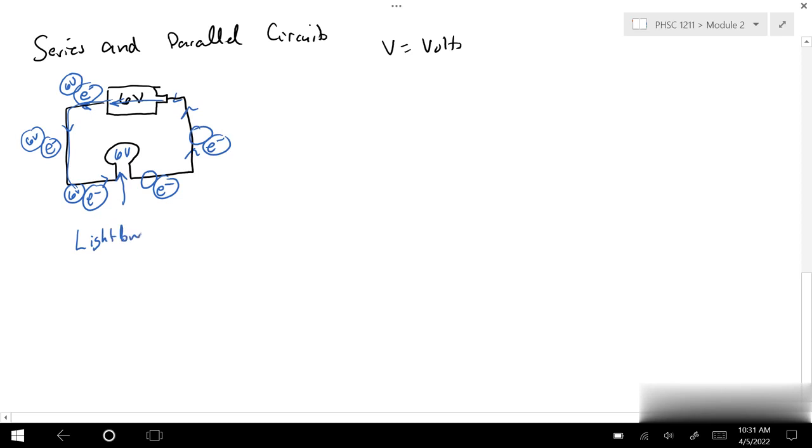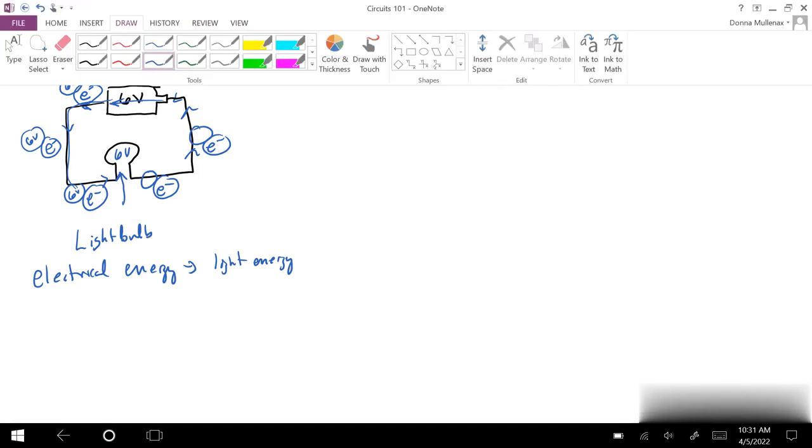So the light bulb is going to use that 6 volts, okay? And it's going to take the electrical energy and convert it to light energy, okay? So it's going to take all 6 volts.